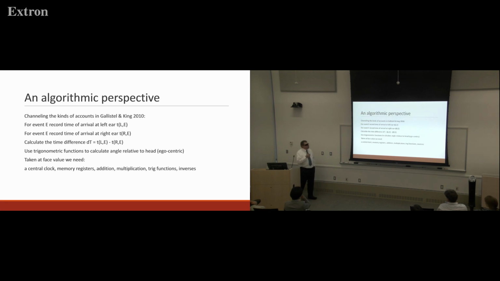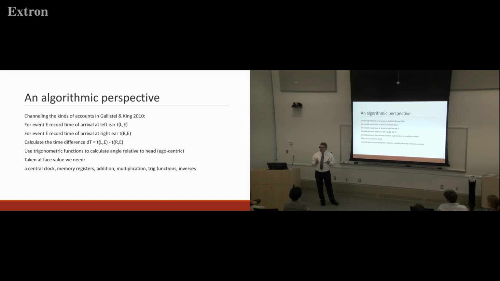An algorithmic perspective on this, adapting the vocabulary from Gallistel and King's book, would be something like this. For event E, record the time of arrival at the left ear. Somehow figuring out that this is supposed to be the same event. For event E, record the time of arrival at the right ear, calculate the time difference by doing a subtraction, and then use your trigonometric functions like arcsine to figure out where in the field that was.